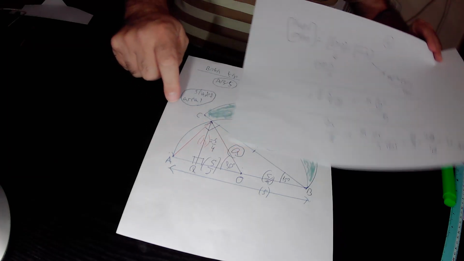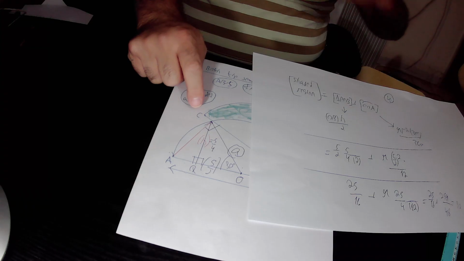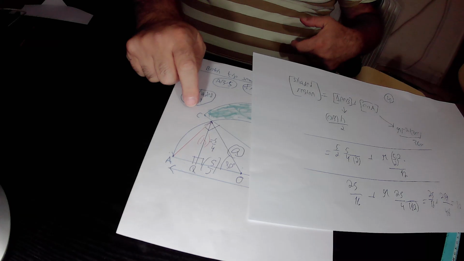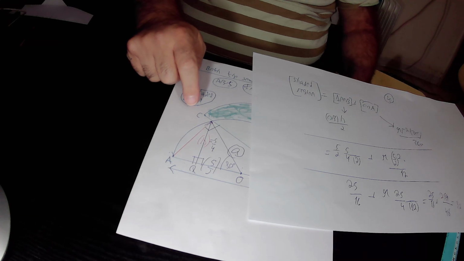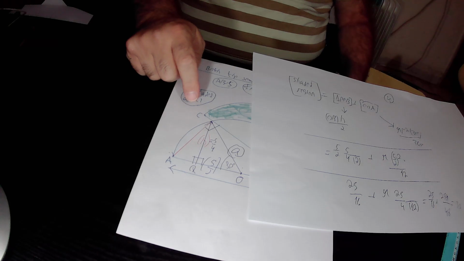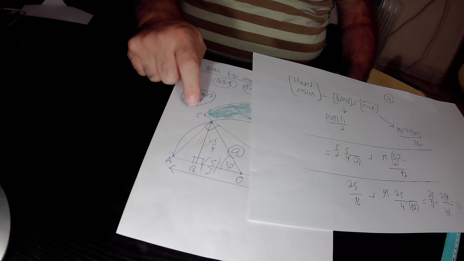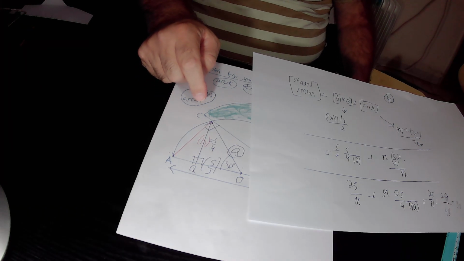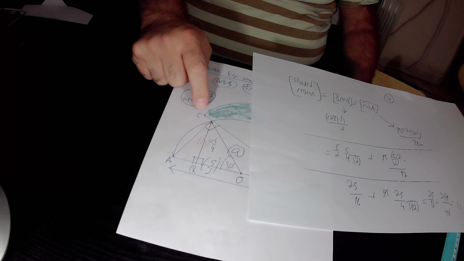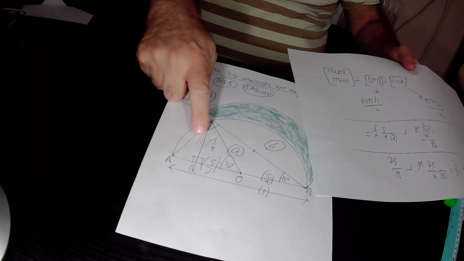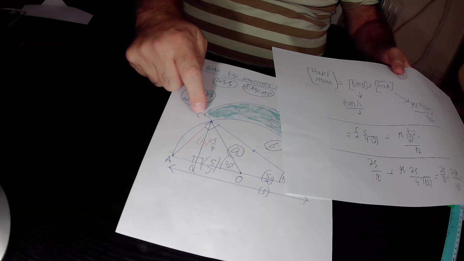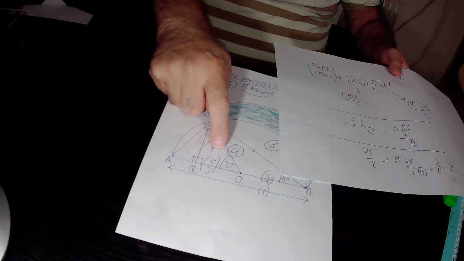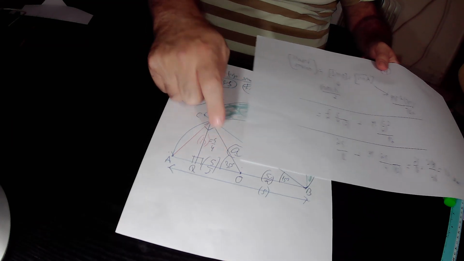AOB. A sector is a portion of a circle enclosed by two radii and the arc between them. The area of the sector equals pi r squared, the area of the circle that contains the sector, times the angle between the legs of the sector over 360 degrees. Therefore, the area of this sector COA will be pi r squared, where r is the radius of this semicircle, 5 over 2, times 30 degrees over 360 degrees.